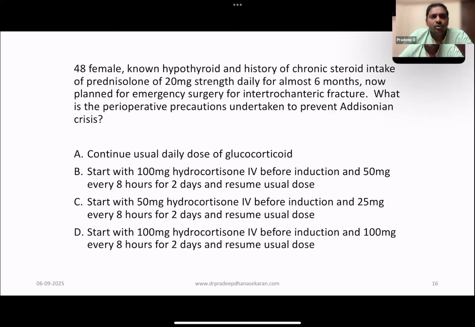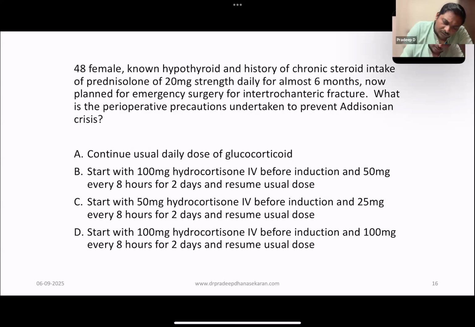A 48-year-old female, known hypothyroid with a history of chronic steroid intake of prednisolone 20 milligram daily for almost 6 months, is now planned for emergency surgery for an intertrochanteric fracture. What are the perioperative precautions undertaken to prevent an Addisonian crisis?